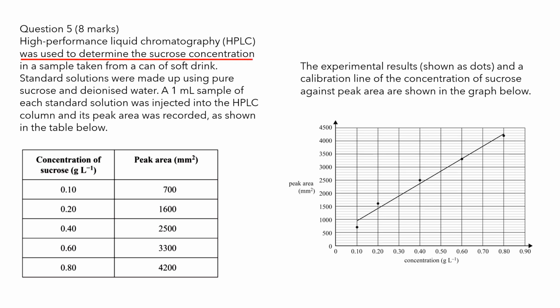HPLC is used to measure the sucrose concentration. The standard curve is given below. The horizontal axis is concentration, and the vertical axis is peak area.